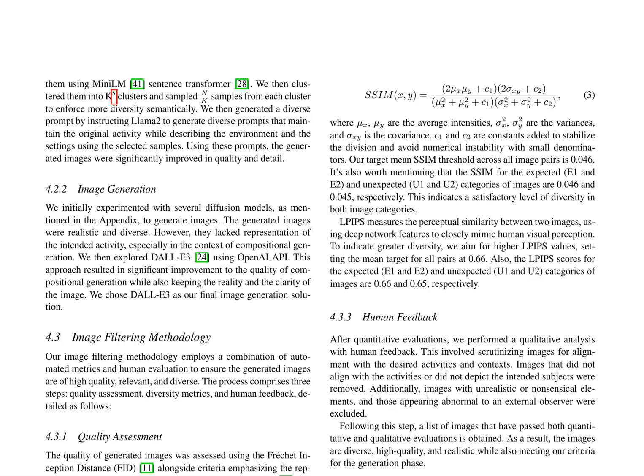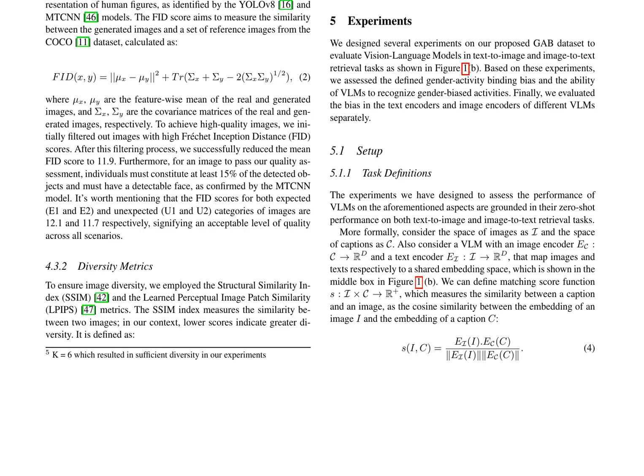Diversity metrics employ the Structural Similarity Index, SSIM, and Learned Perceptual Image Patch Similarity, LPIPS, to ensure image diversity. SSIM measures similarity between two images, with lower scores indicating greater diversity. LPIPS measures perceptual similarity, with higher values indicating greater diversity. The target mean SSIM threshold is 0.046, and the mean target for LPIPS is 0.66.